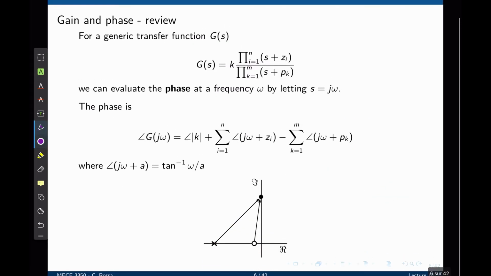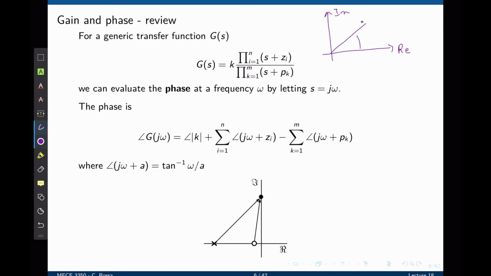We can now look at the phase in the same way. By placing a pole on the s-plane, so here we have the imaginary and the real axis, this angle here is the phase of that individual pole or zero. Theta is the inverse tangent of the imaginary part divided by the real part. The real or the imaginary component of this pole may be frequency dependent, which means that the phase of each pole or zero is also frequency dependent.